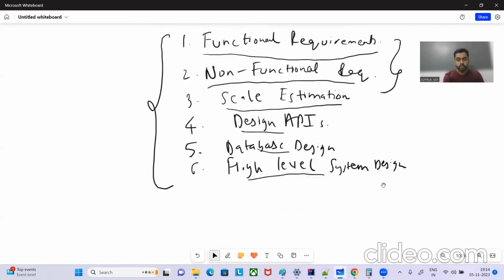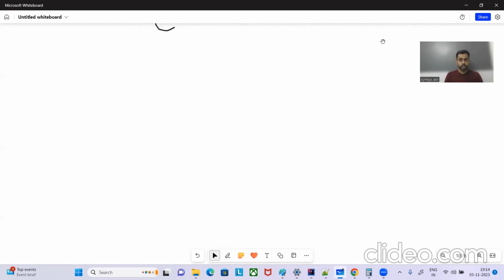So let's go to the first step, that is functional requirements.